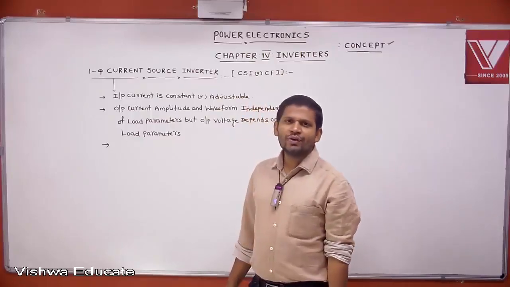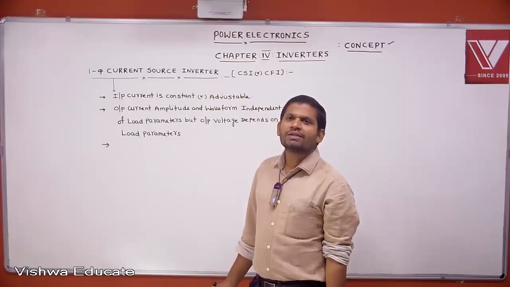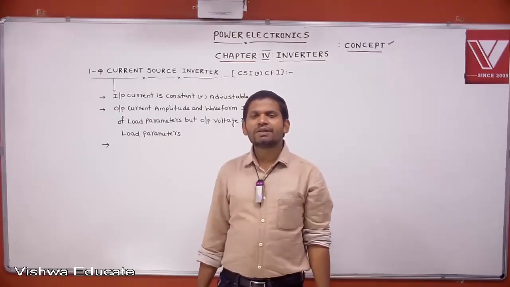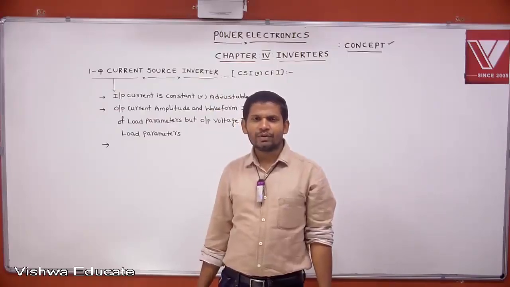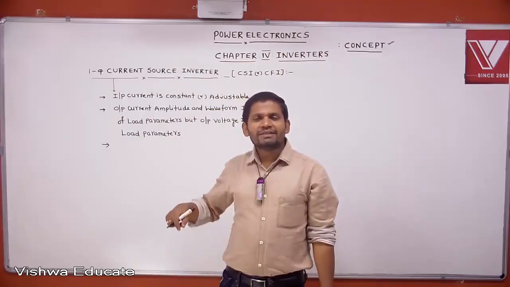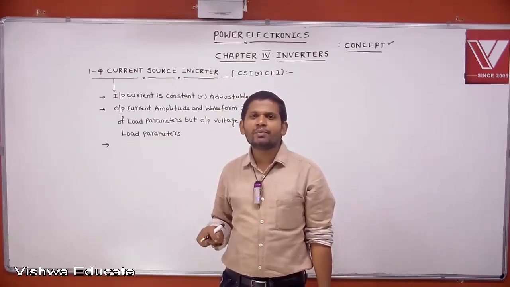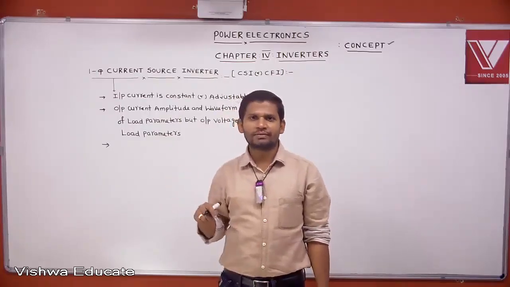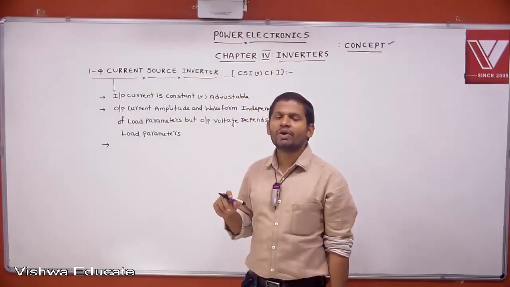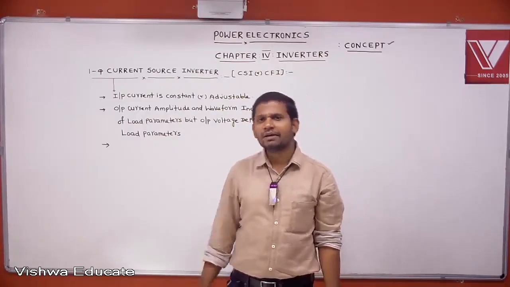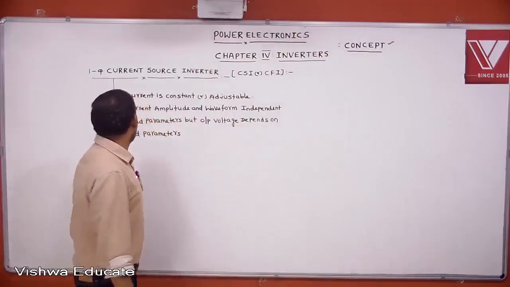In a current source inverter, the input is a stiff DC source or constant current source. Then we can adjust that current also on the input side. By adjusting the input current, we can adjust the output current. But that output current is independent of load parameters. If you want to adjust the output current, we can adjust the input current. Then only it is possible. Understood?